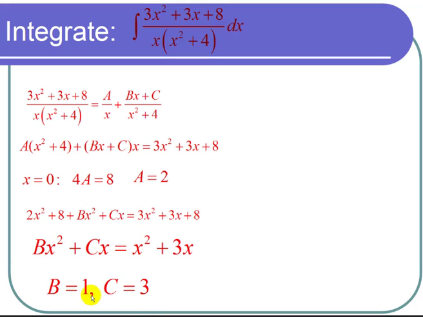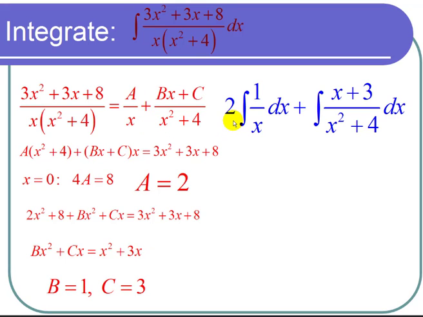Now I can plug these numbers into the original integral with the partial fraction decomposition. A is 2, so that's 2 over x. And then I get 1 times x plus 3 over x squared plus 4. I put that into the integral, and I get 2 times the integral of 1 over x dx plus the integral of x plus 3 over x squared plus 4 dx.